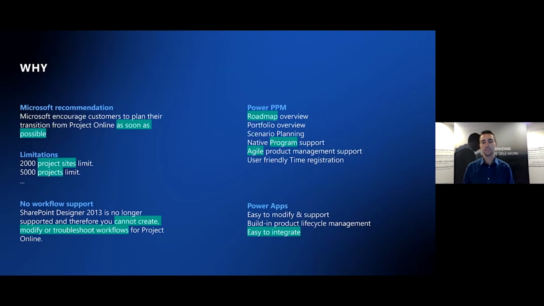I'm not going to go through the entire Power PPM system, but just highlight some of the benefits here. Of course, there's the roadmap overview, which is really, really cool, where you get an overview across both traditional and agile projects. You have the portfolio overview. We are about to release more advanced scenario planning, where you can create different scenarios based on your portfolios and your initiatives. And then, of course, there's native program support, where you can bind multiple projects into one program and get an overview of when they're going to be delivered. We got better agile support, and then, of course, a much more user-friendly timesheet application.